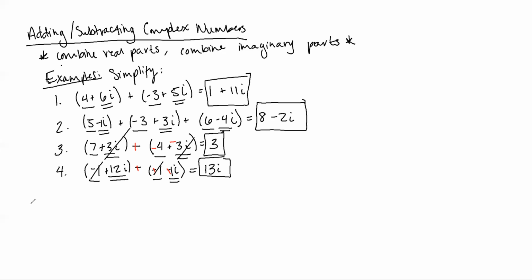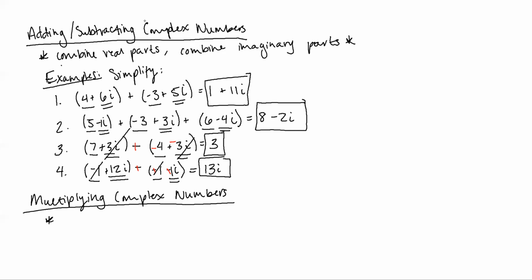All right, now let's go ahead and look at multiplying complex numbers. And so one thing I want you to remember, and I'm going to put it in red, I'm going to put stars around it, because like I've said before, you need to have this down. i squared is equal to -1. So we're going to use this a lot when we're multiplying. So let's go ahead and look at some examples.